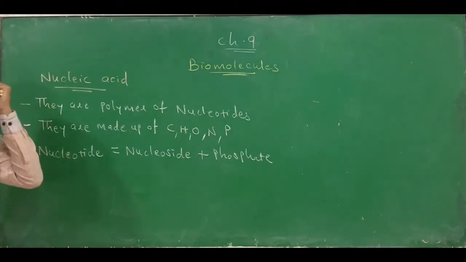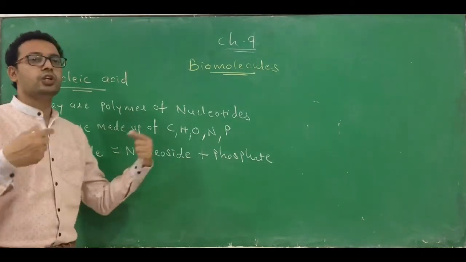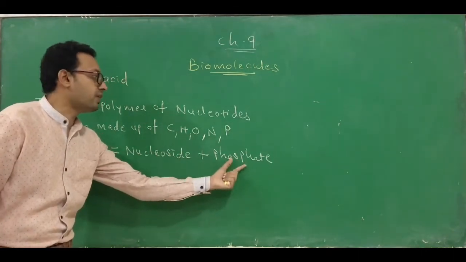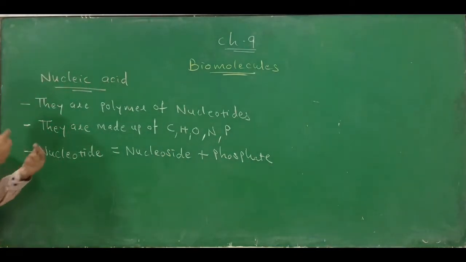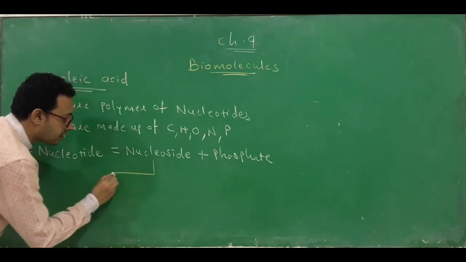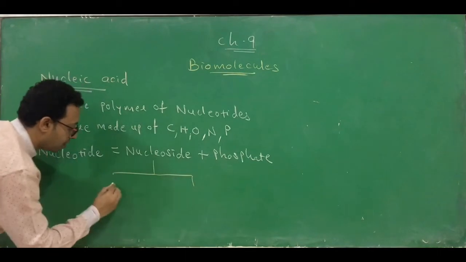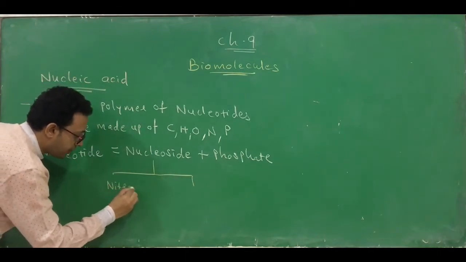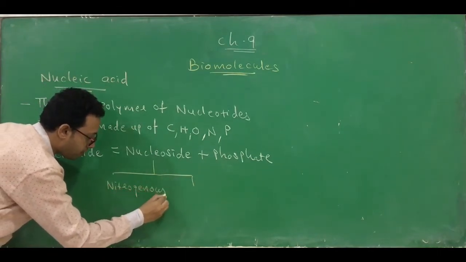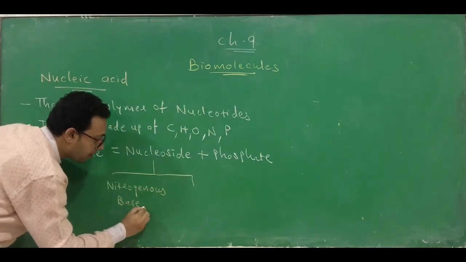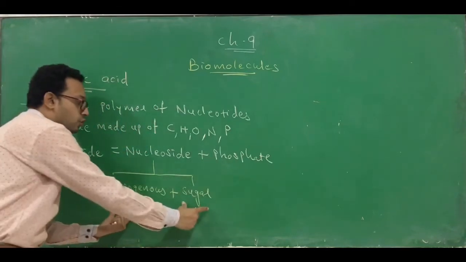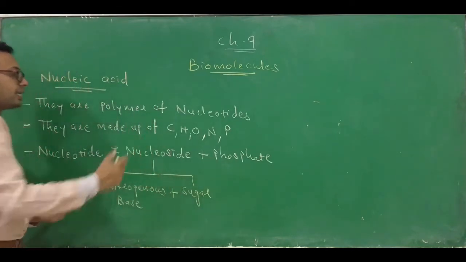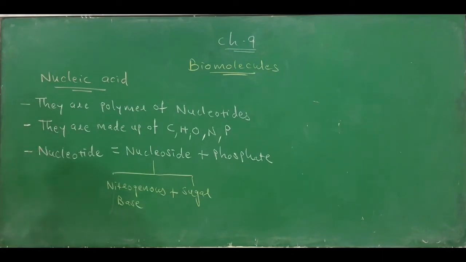But now again the question comes into our mind: what is a nucleoside? We can easily understand phosphate, P. But what is a nucleoside? A nucleoside is a combination of nitrogenous base plus sugar. These are the two components, nitrogenous base and sugar, that combine together to form a nucleoside.